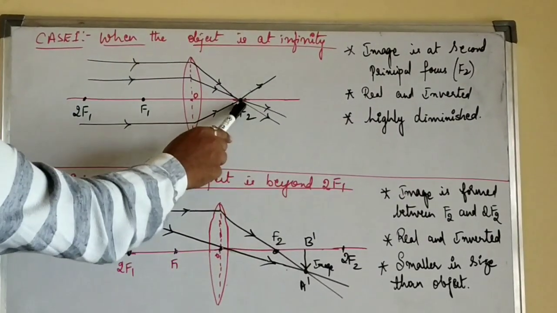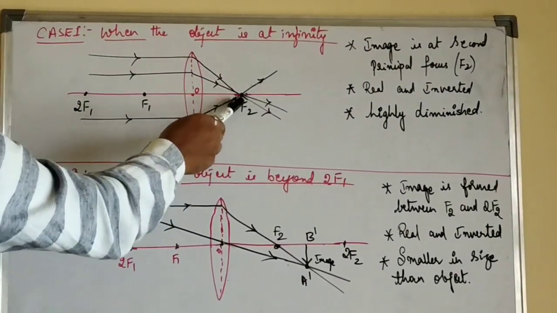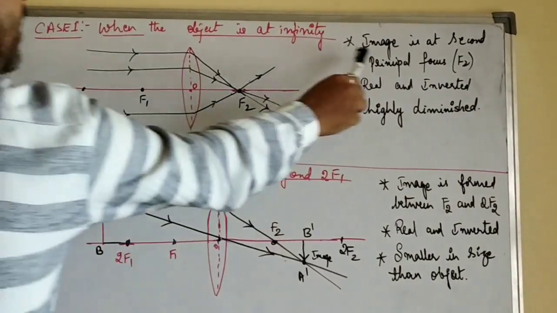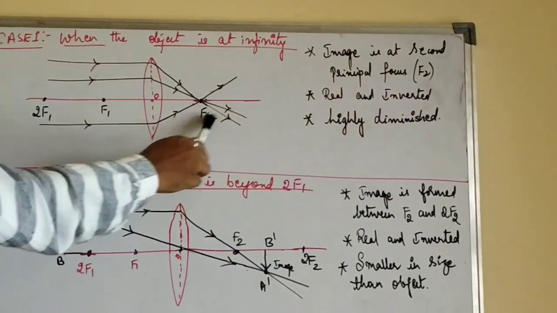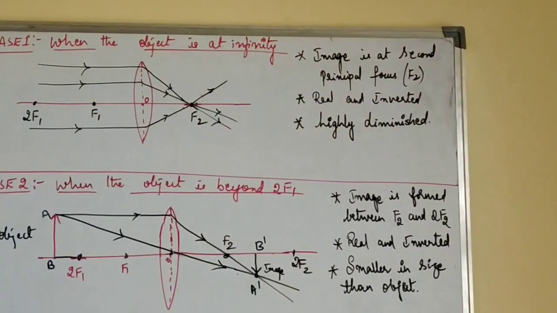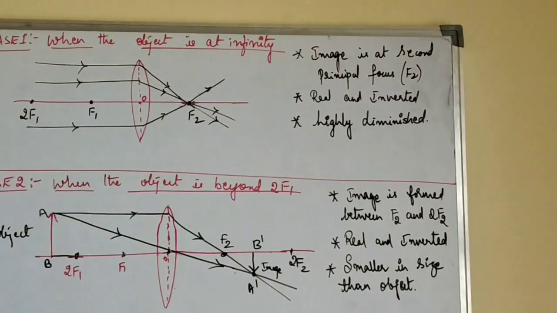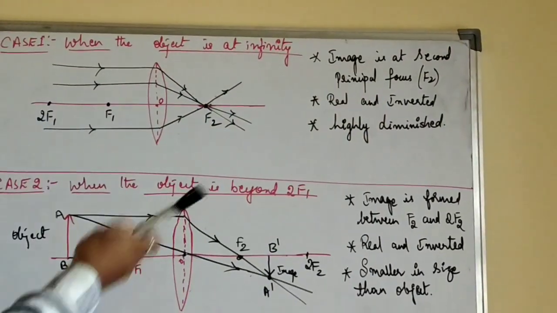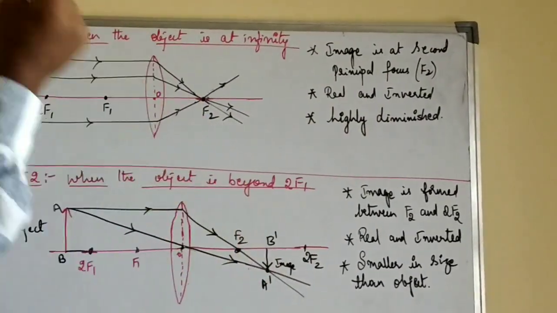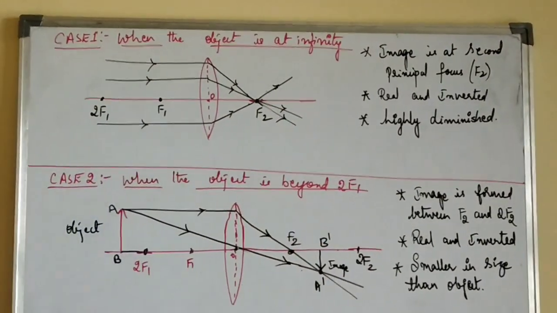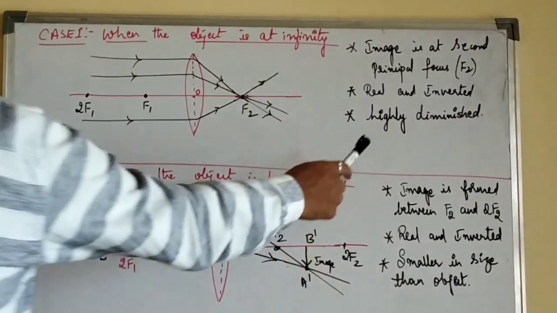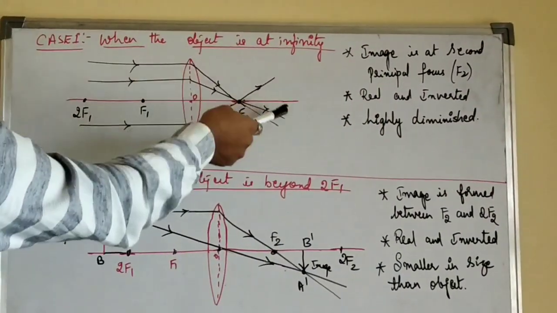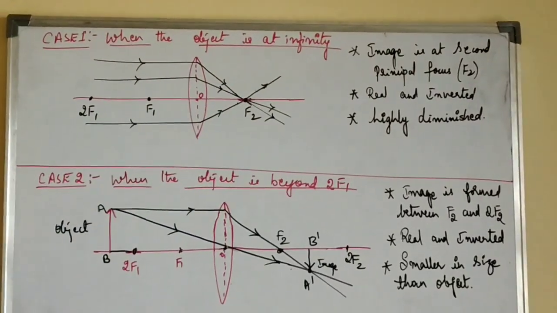Now, here you can see that at that second principal focus only, the image is formed. I have put a dot for the image, which means the image is at second principal focus F2. The image is real and inverted. Why? Because it is caught on the screen and it is an inverted image, but it is highly diminished, meaning very, very small as compared to the size of the object which is at infinity. So the image is highly diminished, real and inverted, formed at the second principal focus on the other side of the convex lens. So this is case 1.